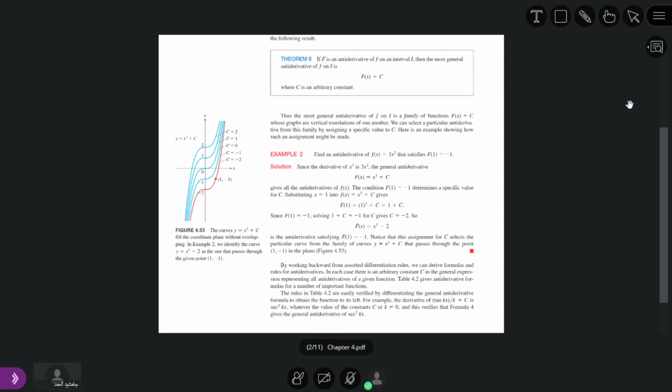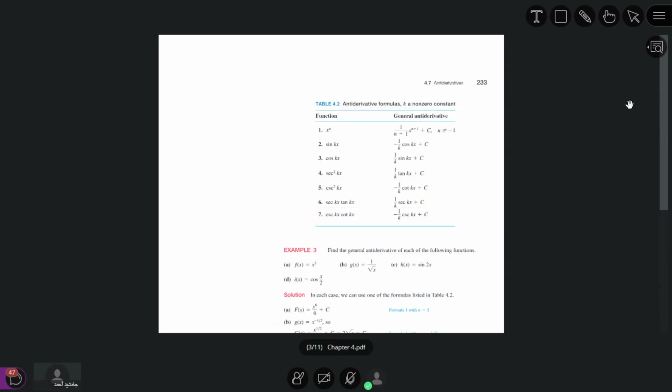So the next is the table for the antiderivative. It means the antiderivative formulas. Here I ask you first, if we have d over dx of x power n, the derivative of x power n, can anyone give the answer? What is the derivative of x power n?